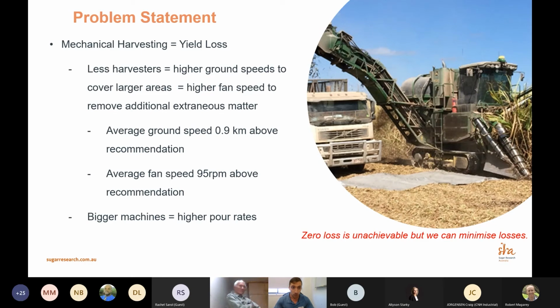Okay, so in turn, just leading on to what we said about the increase in ground speed and increase in fan speed, on average, out of all the trials that we've conducted, we saw that there was an increase of 1 kilometre per hour from the recommendation and leading to 100 RPM higher on the fan.